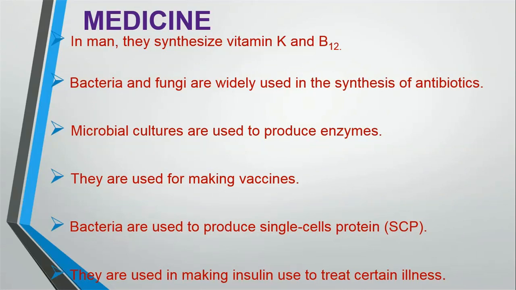Then number five is that bacteria are used to produce single cell protein. This single cell protein is actually added to farm feed. Now, research is ongoing to see how this single cell protein can also be introduced into human food.